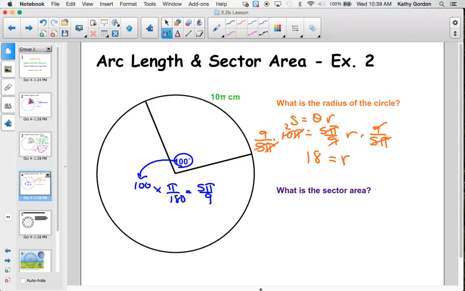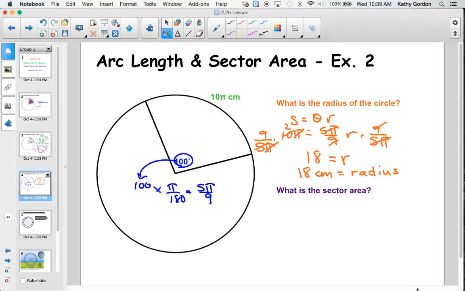18 what? Centimeters, because we're just talking in length, a distance. So 18 centimeters is our radius. Okay.